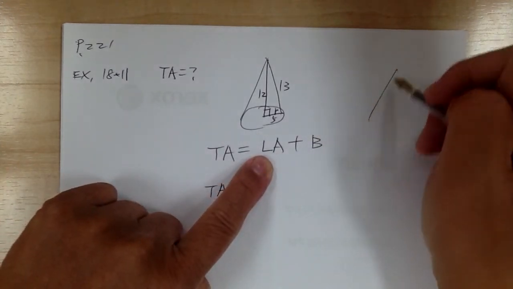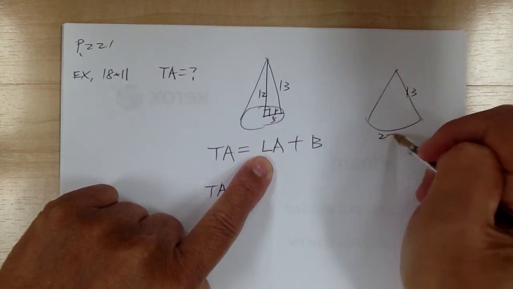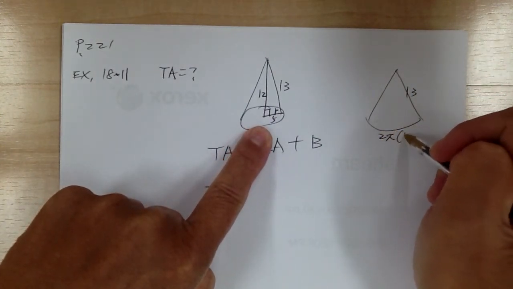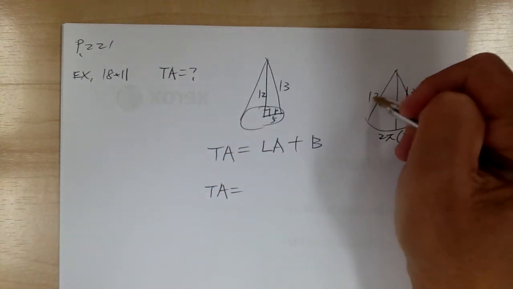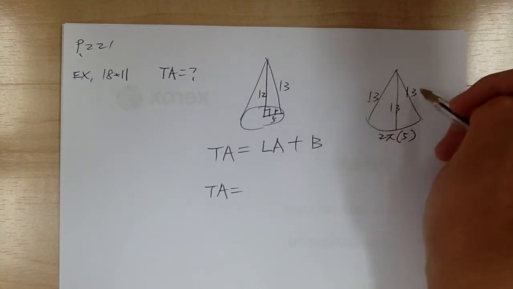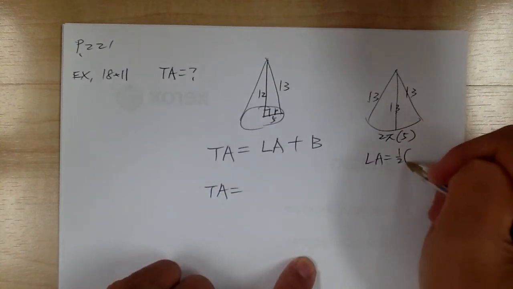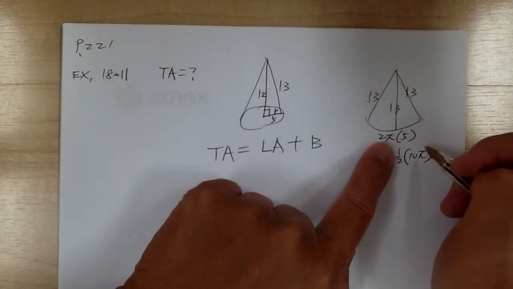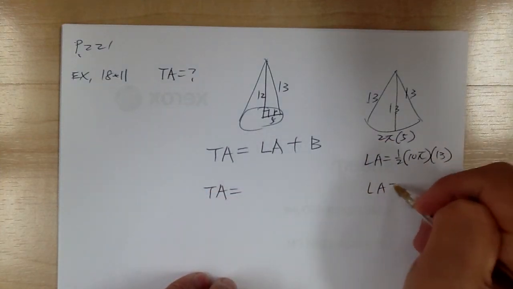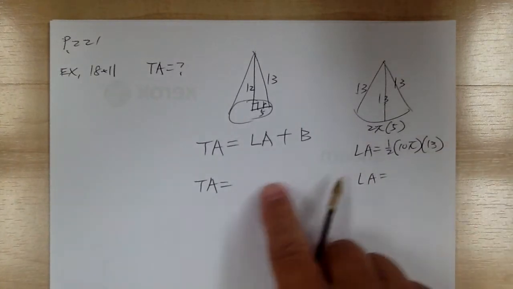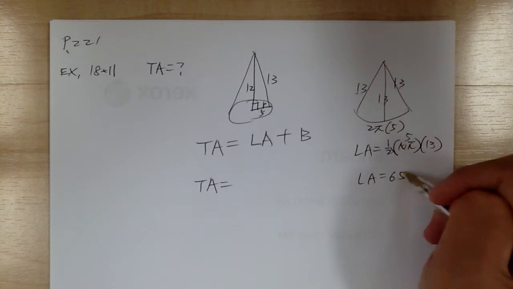So for LA, if you cut this open, you're going to get this, and this would be 13, and this would be 2 pi r. So you have this kind of situation. Again, 13. You write it 3 times to help you visualize. So LA would be equal to 1/2 base times height. You want to go off to the side so it doesn't clutter up your major steps. So it would be 65 pi.